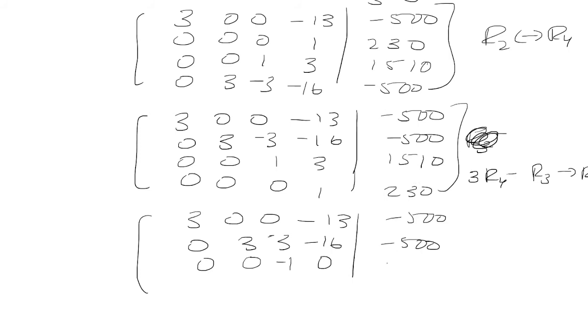So that's going to give us 820, negative 820 rather. And then the row 4 is just going to be the same.